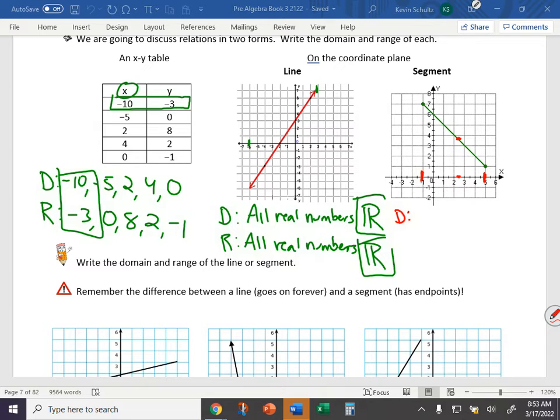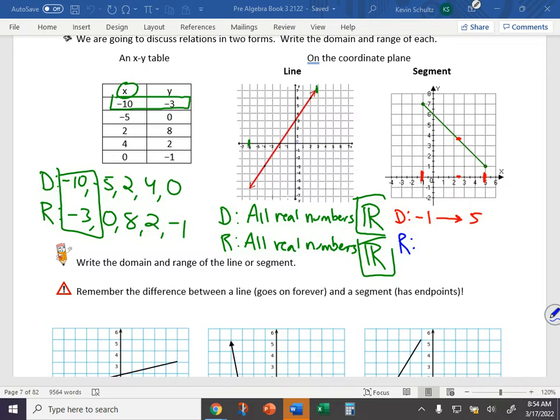So to write the domain of a segment, you put that beginning number, -1, and then you show everything else in between there by using an arrow. -1 to +5. Everything in between. All the fractions, all the decimals, everything. Okay? So then for the range, I'll do that one in blue.